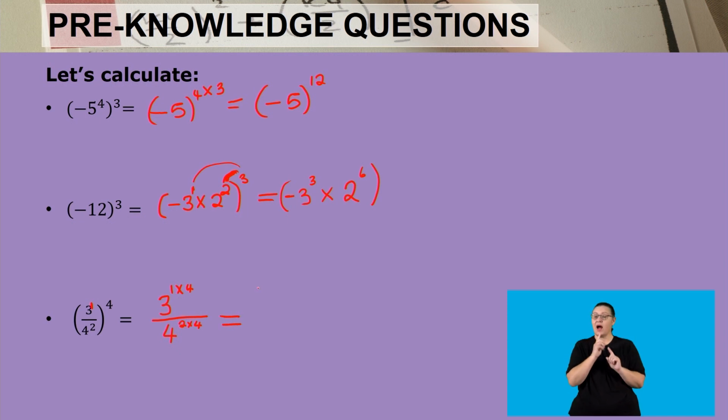What is our answer going to be? That is 3 exponent 4. That 4 comes from 1 times 4, and that is going to be divided by 4 exponent 8, and that 8 comes from the 2 times 4. Now remember, are we now going to subtract those two exponents because we are dividing two powers? Absolutely not, because those powers need to have the same base in order for us to be able to subtract those exponents. So that is our final answer right there.